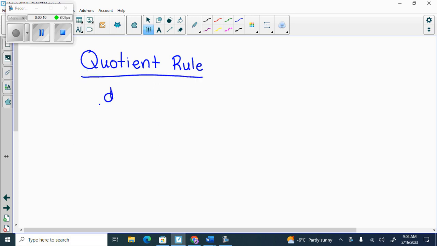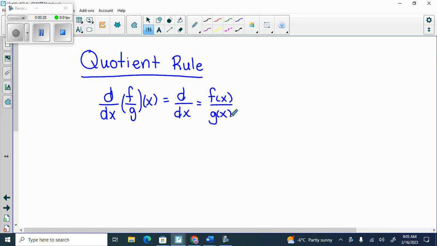So if we did d over dx of f over g of x, or we could say d over dx of f of x over g of x. With product rule, your f and your g could switch, right? You could go f times g, you could go g times f, it doesn't matter. I always do f times g, but you can do it in any order you want, because with product rule, 2 times 3 is the same as 3 times 2.